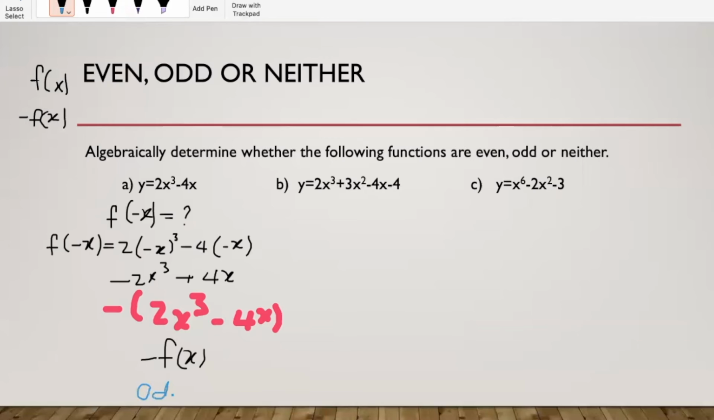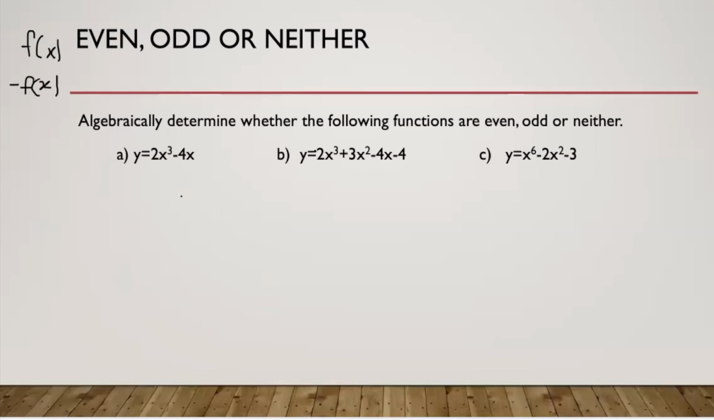So the criteria is that whenever you have f of minus x, and after working it out you are getting negative f of x, then it means it is an odd function.